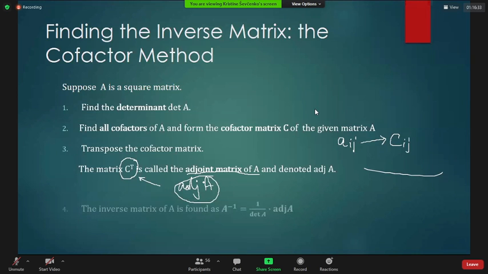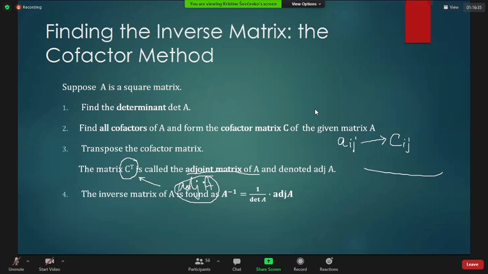And then finally, the inverse matrix is found as we take this adjoint matrix that we constructed from cofactors, and multiply by this number, 1 divided by the determinant of A. So that's why we needed to find the determinant of the matrix, because cofactors are not enough. We have to multiply by the reciprocal of the determinant.